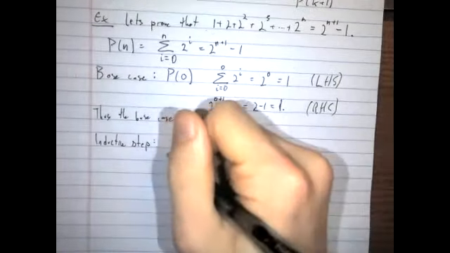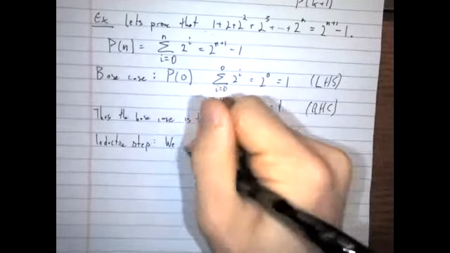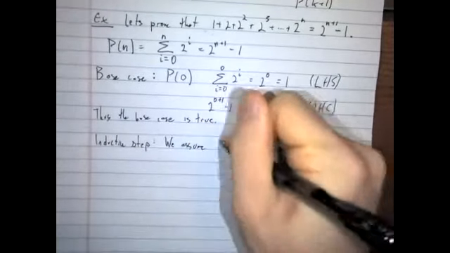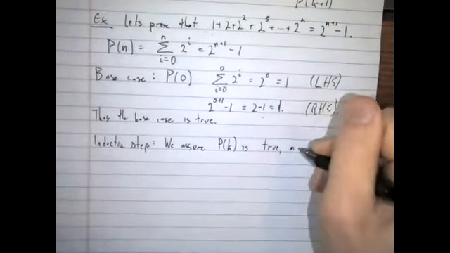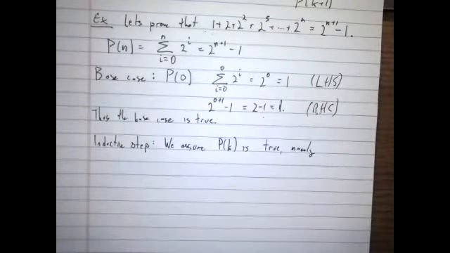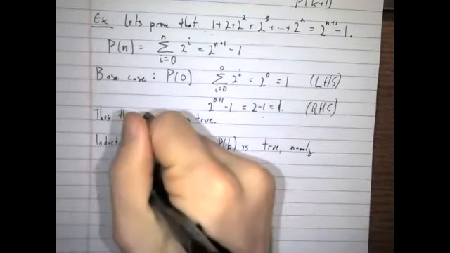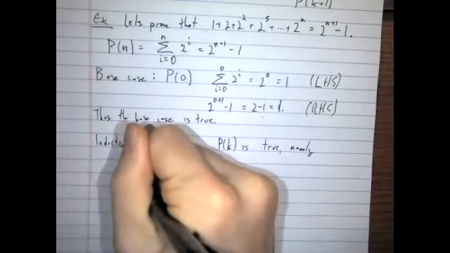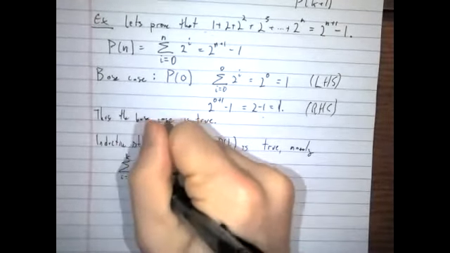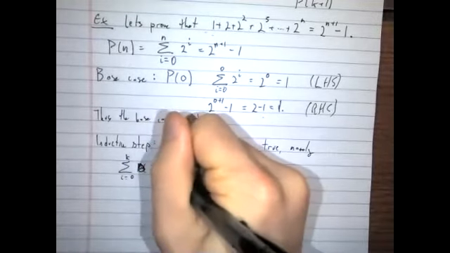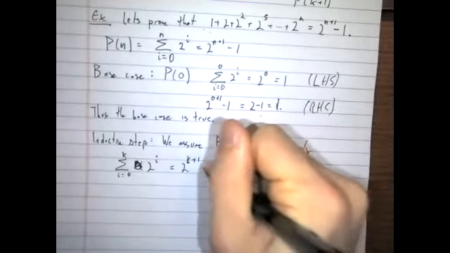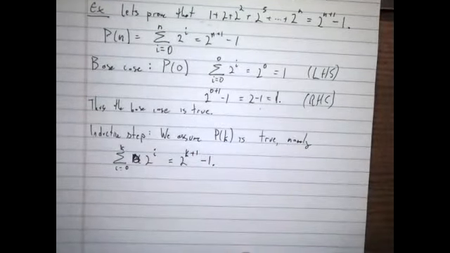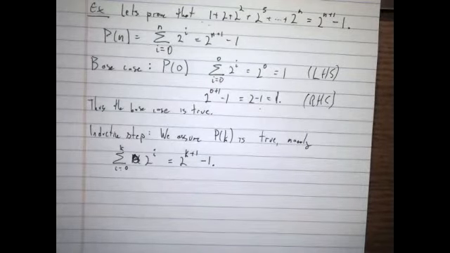So the inductive step, what I'm going to write here is we assume that P(k) is true. Namely, what does it mean if P(k) is true? Well, it means that the summation from i equals 0 up to k of 2^i is equal to 2^(k+1) minus 1. Right? Is this okay?